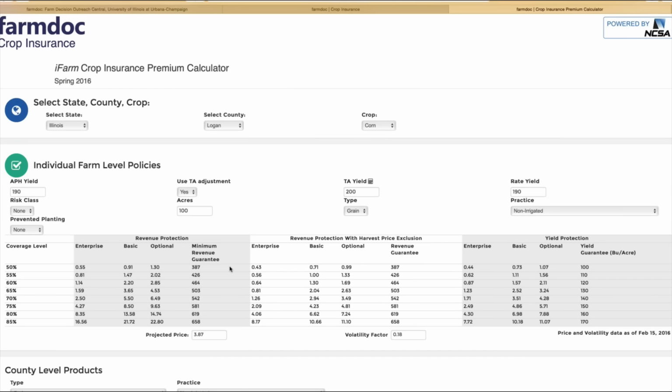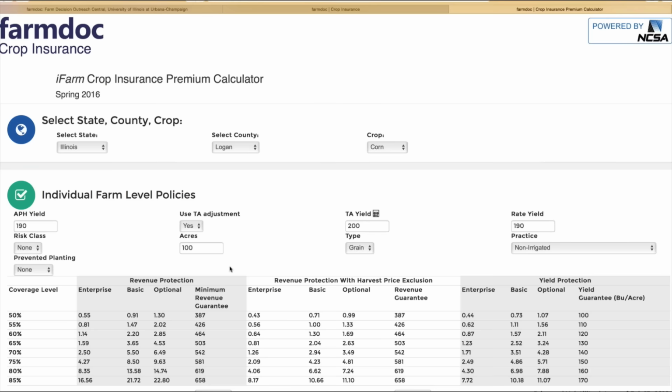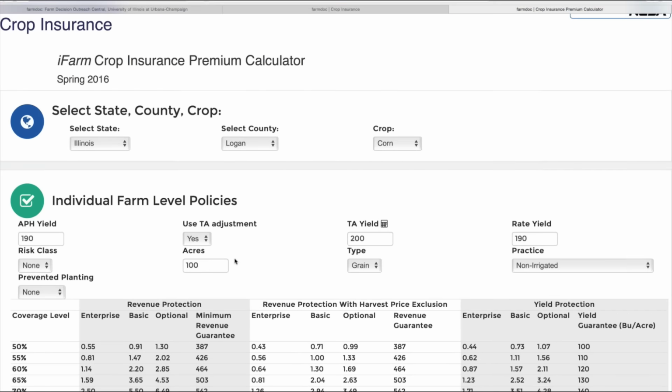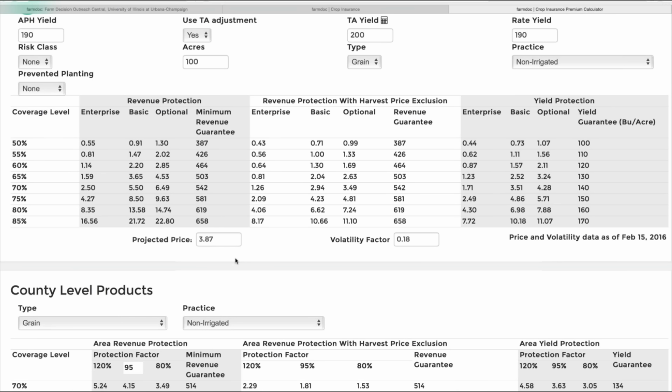So we do have a few questions, Gary, that came in on crop insurance. We increased the font size for you. Oh, there we go. So there was a question about trend adjustment. Is it worth the extra cost? I think you would say yes to that.